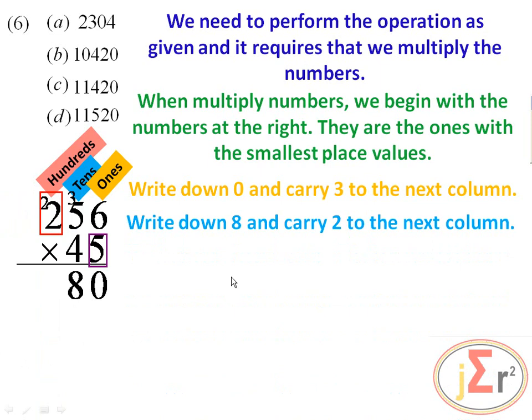What do we do next? We say what? 5 2s, 10. And write down 10? No, you add the 2. We need to add the 2 that was carried.